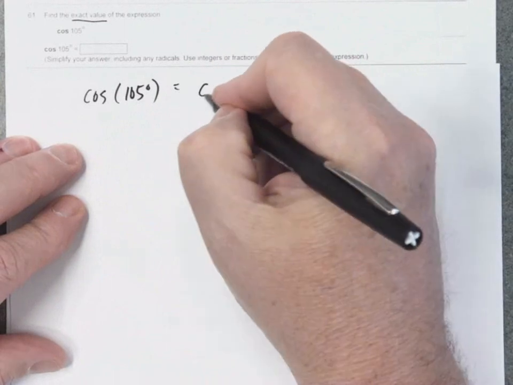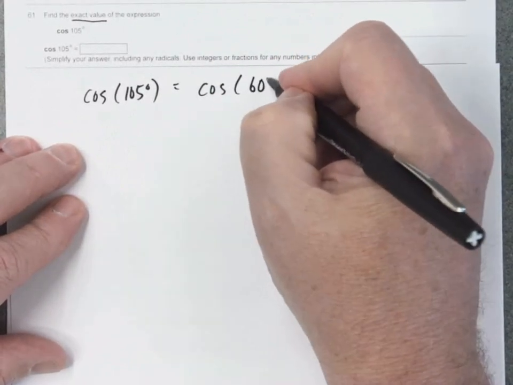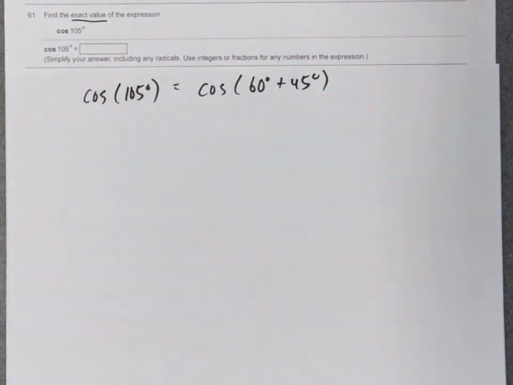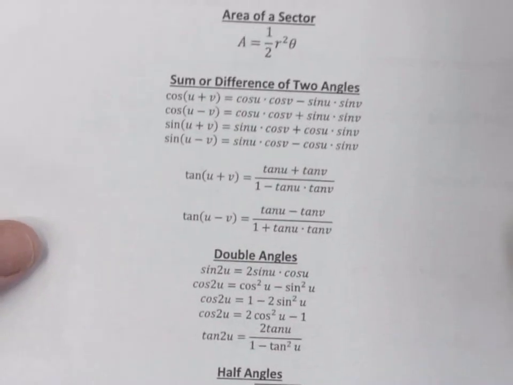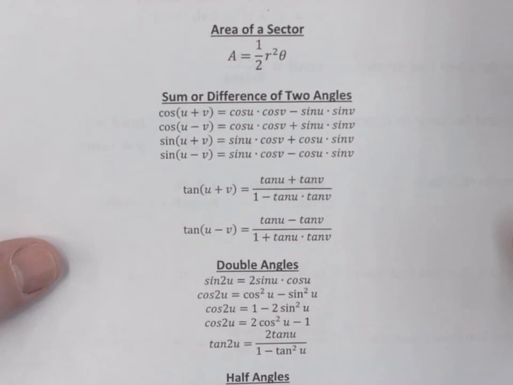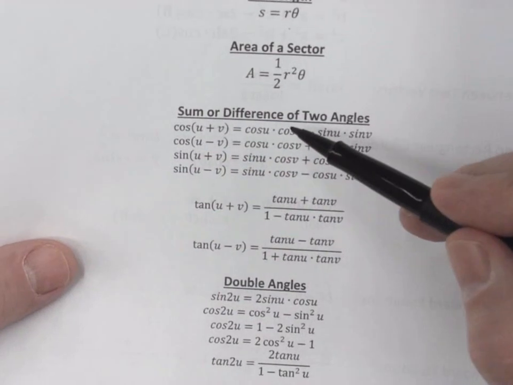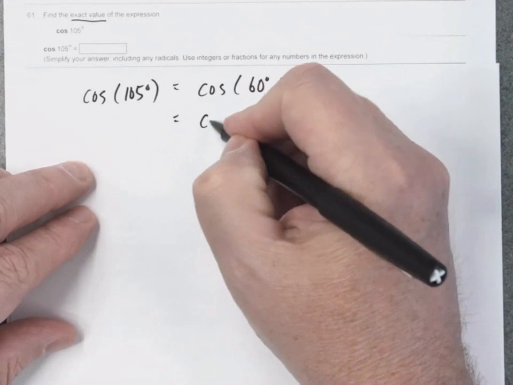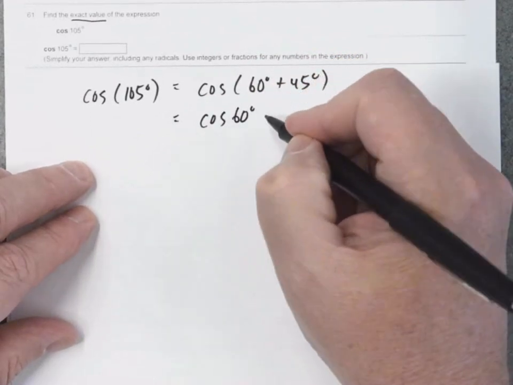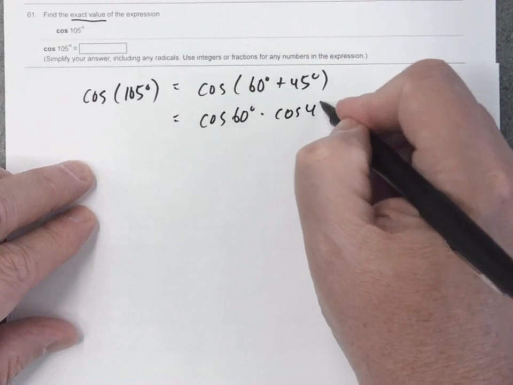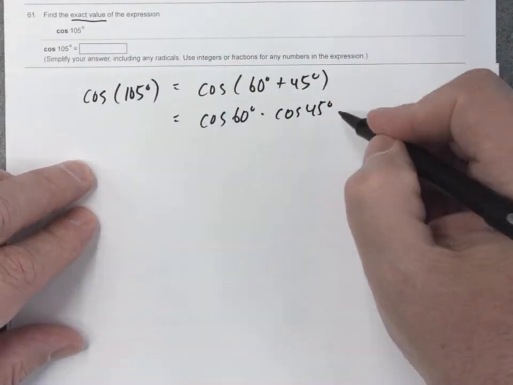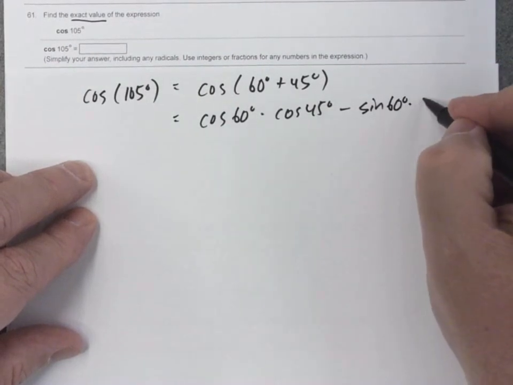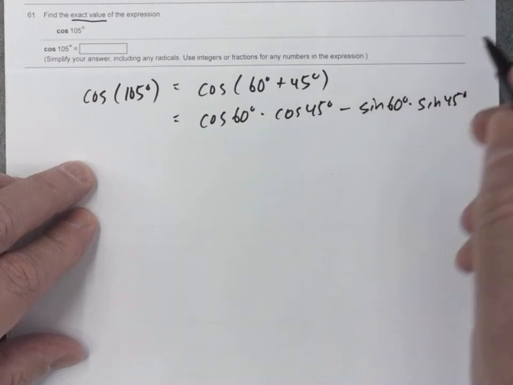Cosine of 105 is the same thing as the cosine of 60 degrees plus 45 degrees. And now I'm going to look at the formula for adding two angles together and taking the cosine. It's cosine u, cosine v minus sine u, sine v. So this is really going to be cosine 60 degrees times cosine of 45 degrees, and then I'm going to subtract the sine of 60 degrees times the sine of 45 degrees.